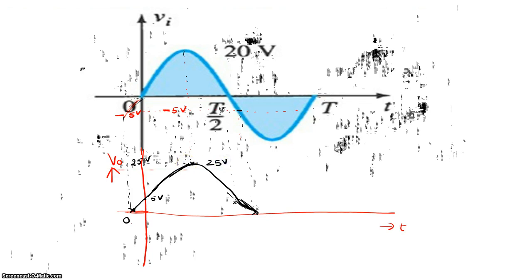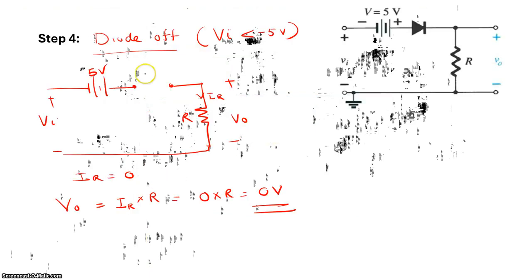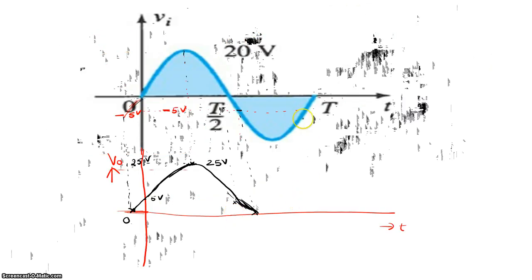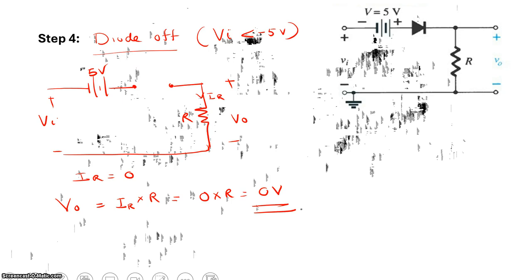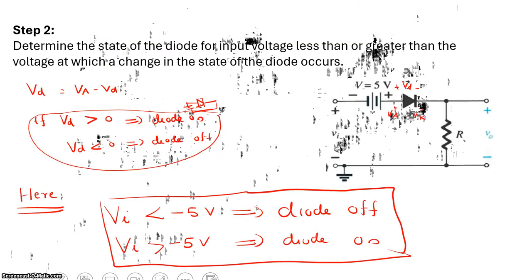Now what about the other condition? When your input voltage is less than minus 5 volt, your output voltage is supposed to be 0. So this is minus 5 volt and your output voltage is now 0. Then from minus 5, your output voltage will start increasing until 25 and then come back. So this is supposed to be your output voltage for the clipper circuit. This is the output voltage for the series clipper circuit that you have been given.